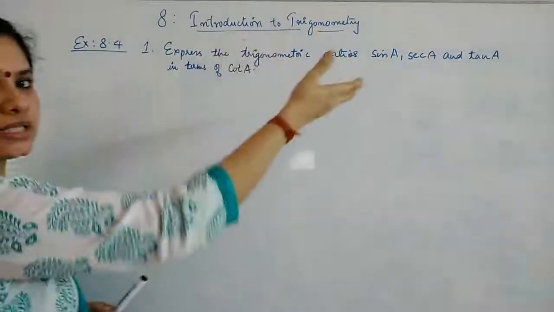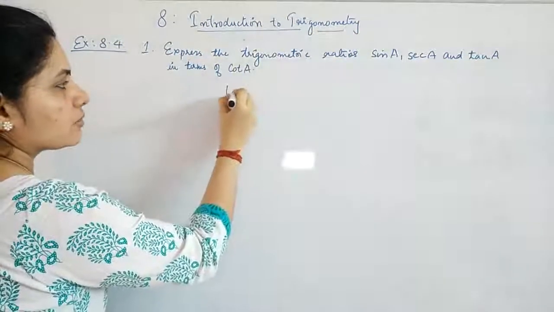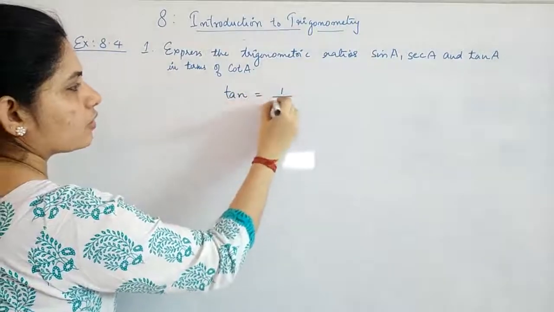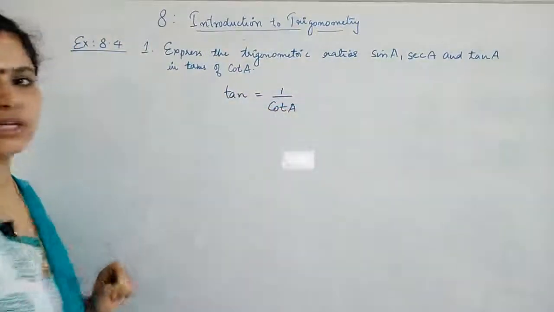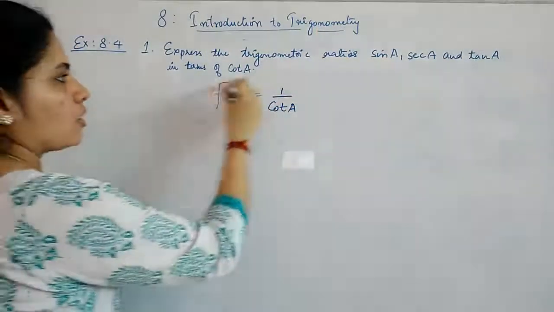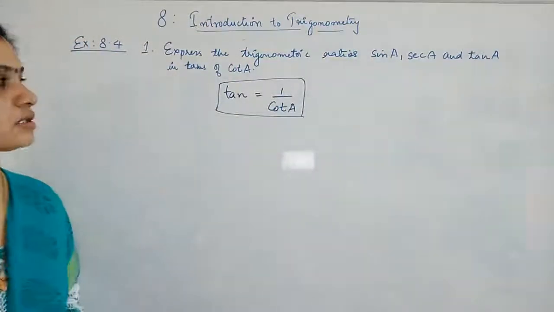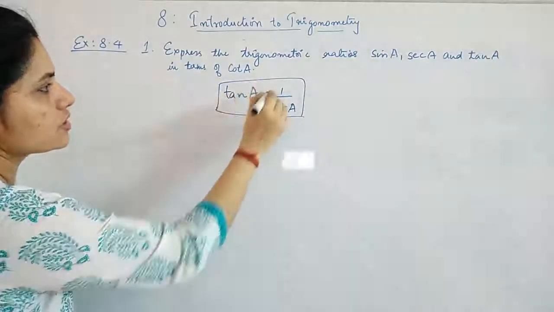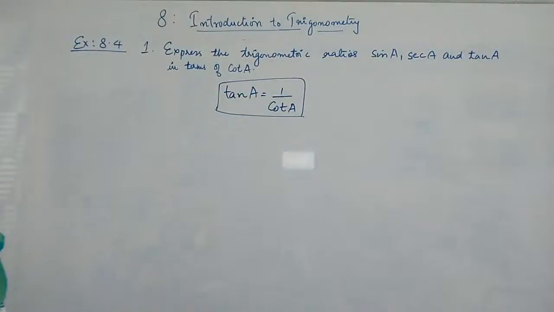And the third one is tan A, and for tan A you need not do anything because tan A is the reciprocal of cot A. So what will be tan in terms of cot? It will be 1 by cot. Okay, that is all. Tan A is equal to 1 by cot A.